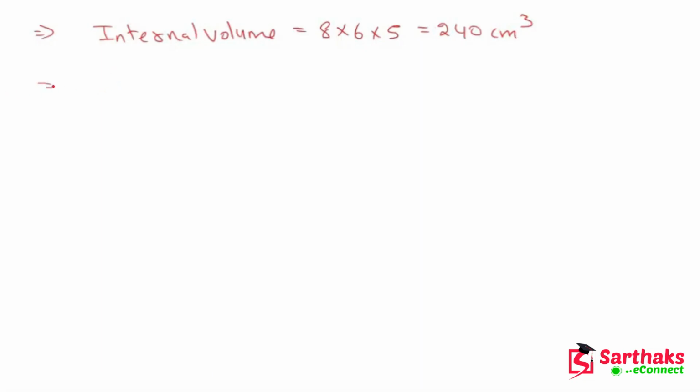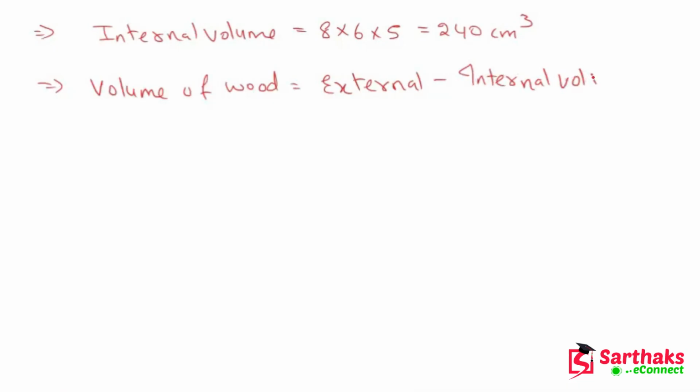Okay, my dear friend. So now the volume of wood is external volume minus internal volume, which is equal to 560 minus 240. If we solve this we get 320 centimeter cube. Now this is the volume of wood.